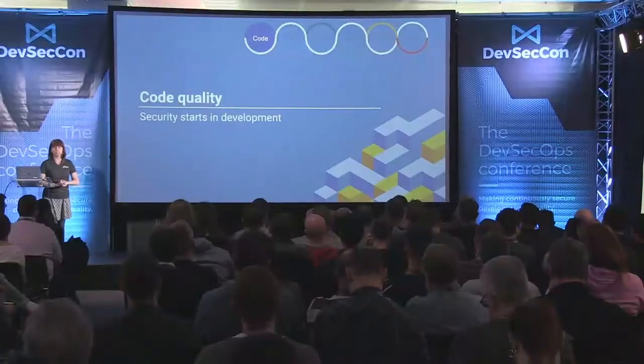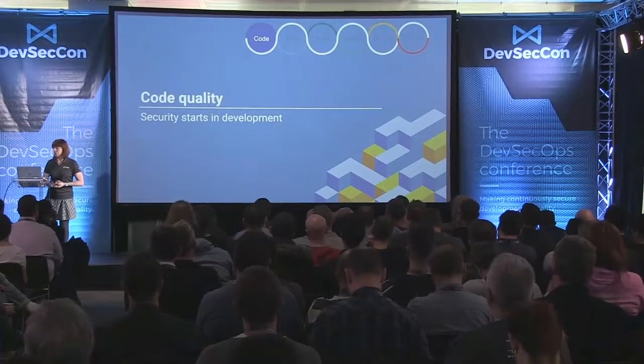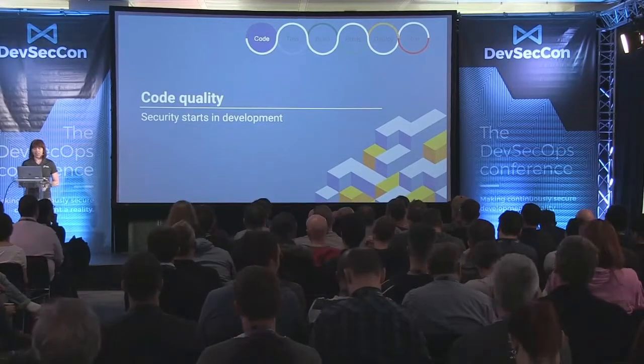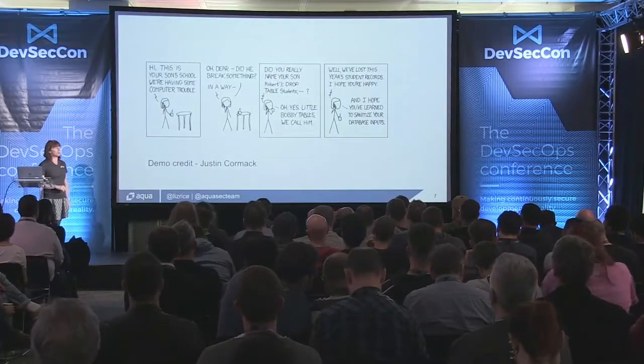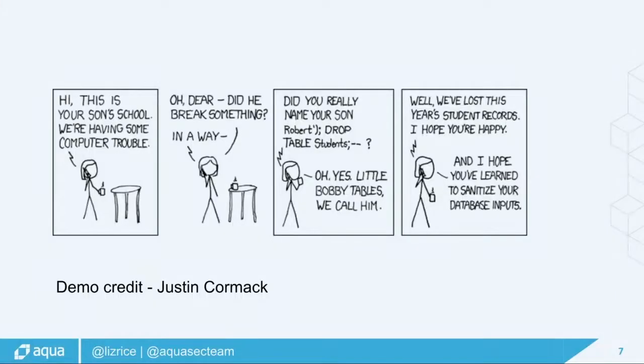We'll start with writing code. Security starts with developers. I'm sure you're all familiar with Bobby Tables. Anybody not come across XKCD and Bobby Tables? It's probably one of the most famous of the XKCD cartoons. I did a talk with Justin Cormack from Docker a few months ago, and he built a demo of this, an implementation of exactly this Bobby Tables problem.